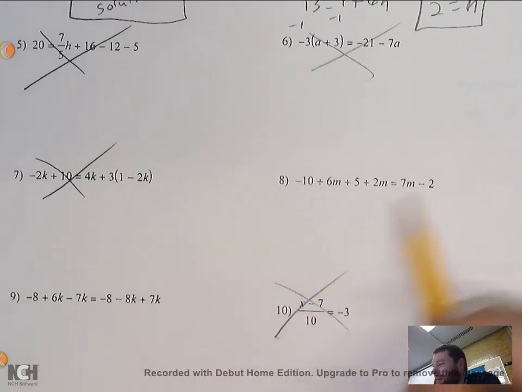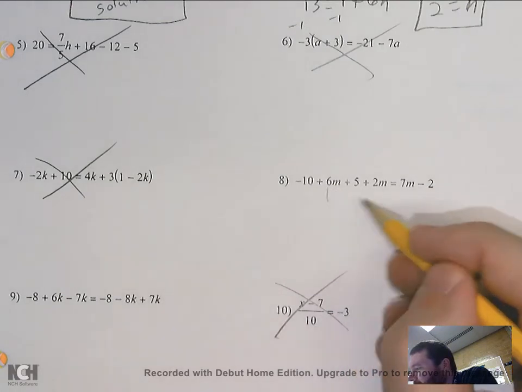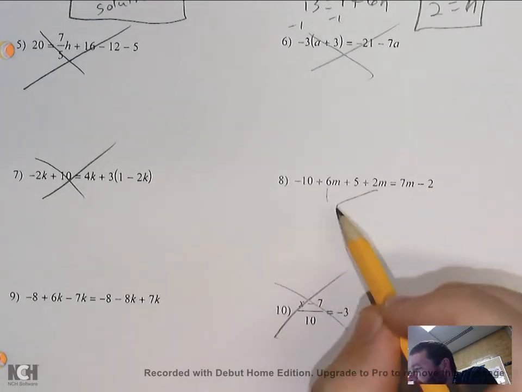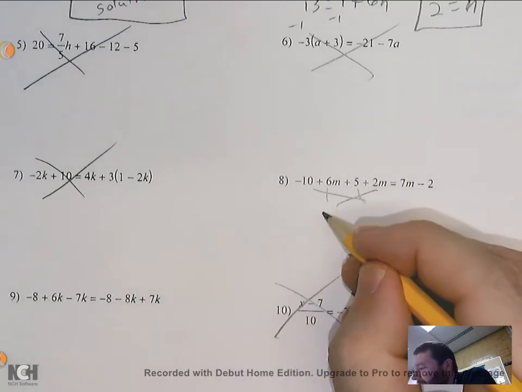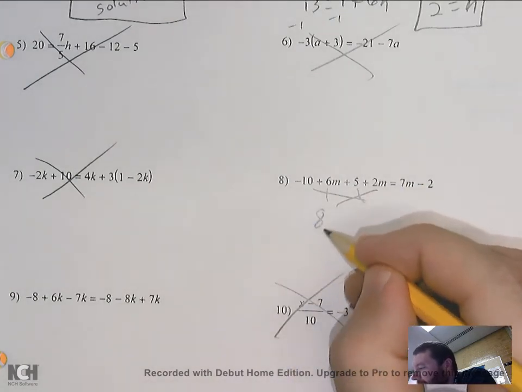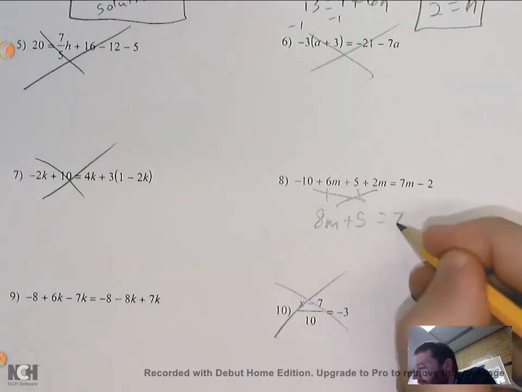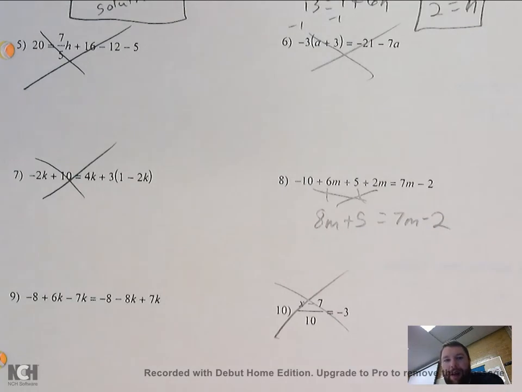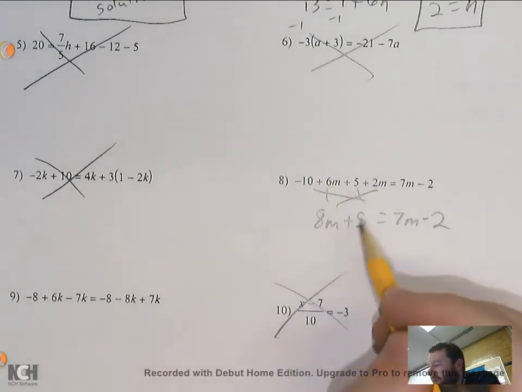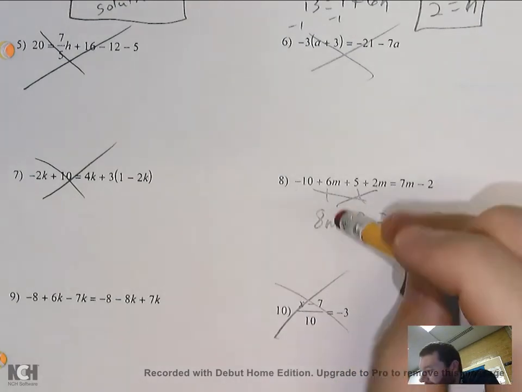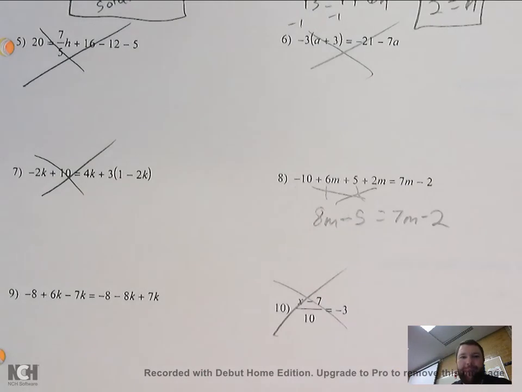Number 8, let's do number 8. I've got some like terms here. I can combine that 6 and the 2m, and I can combine that negative 10 and the 5. So 6 and 2m is 8m. Negative 10 and 5 would be 5. And then I still have 7m minus 2 on the other side. Okay, so I just added these together. 6 and 2 is 8. Negative 10 plus 5 is 5. Oh, sorry, I did not take the sign of the higher number. It is minus 5. There.